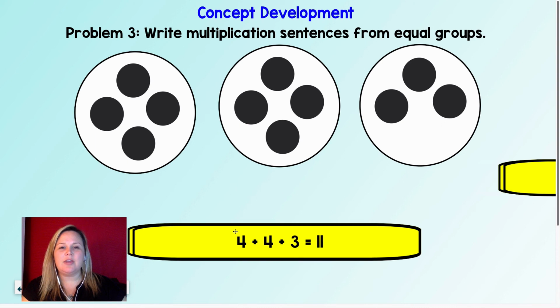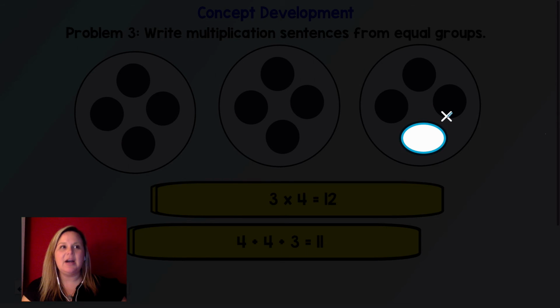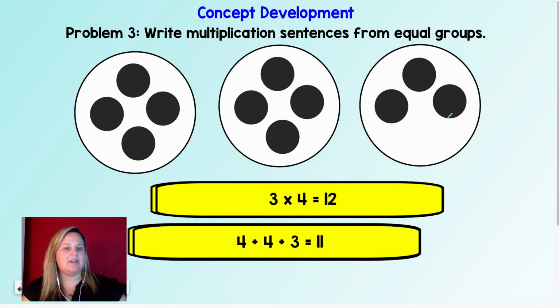Okay, so if you caught my mistake and you said, Mrs. Walker, there's no way you can do multiplication, and your multiplication sentence of 3 times 4 equals 12 doesn't match because I'm missing an extra circle right here, then you're correct. You got it. Okay? Good job, friends.